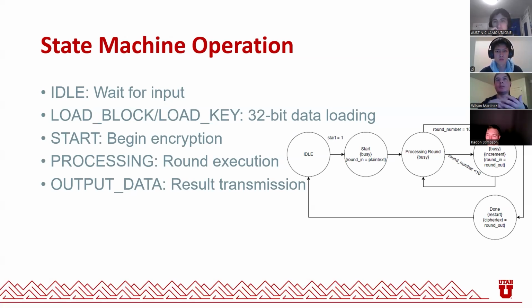And during the processing, we do the round execution, where we make use of the S-boxes, the substitutions and things that Austin mentioned before. And once the process is done, we have the actual output data, which is encrypted, that we can communicate or transmit.